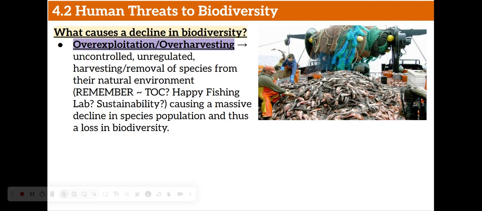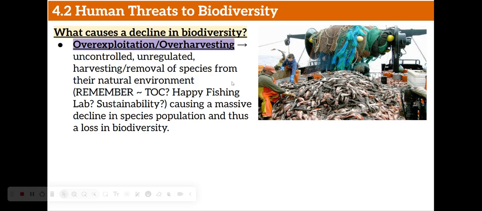Now, think of tragedy of the commons, the happy fishing lab, sustainability, over-exploitation, over-harvesting, which is uncontrolled, unregulated removal of species from their natural environment in a massive swarm. So this mass extraction of life is just not sustainable.